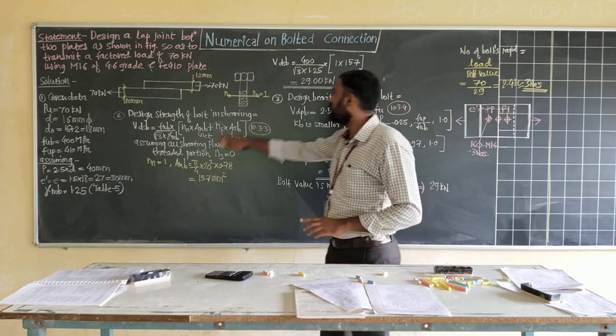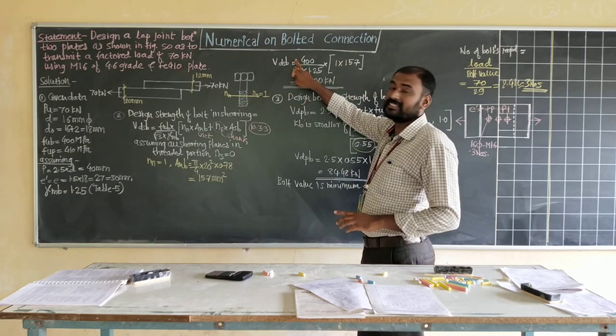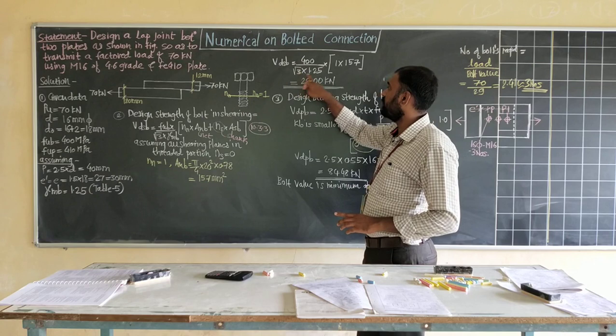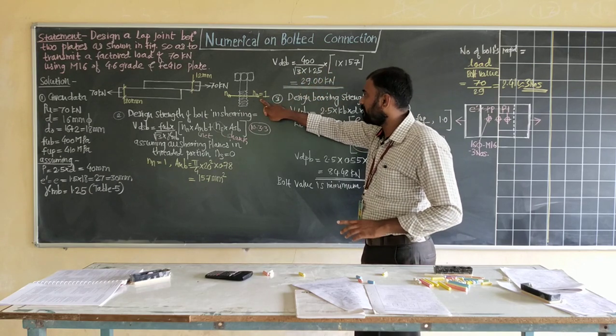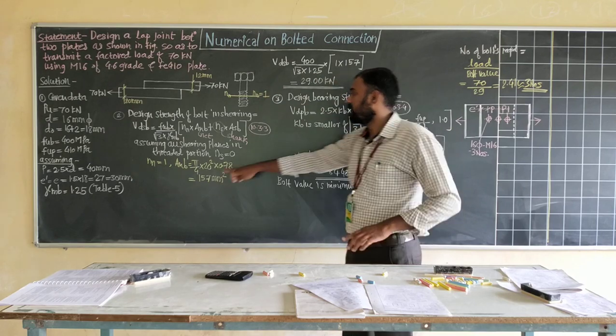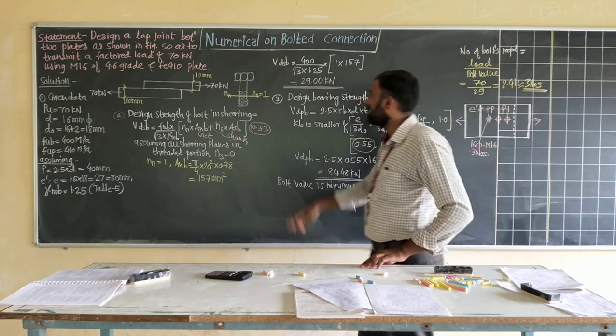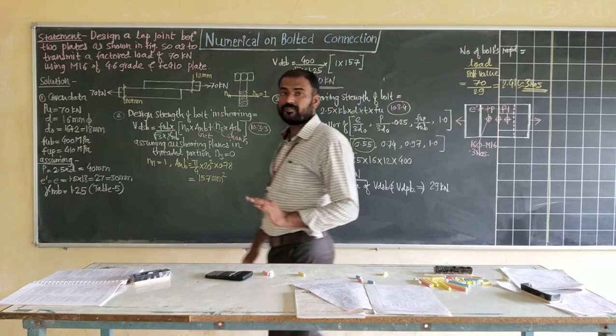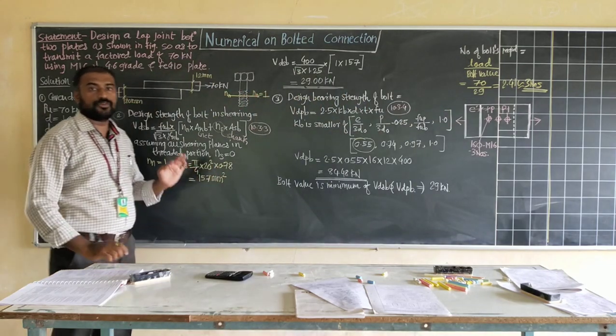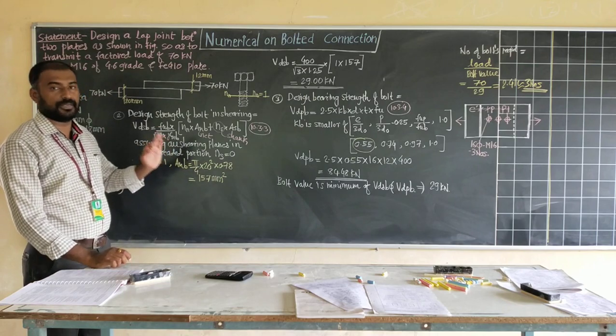So putting all the values in the equation, 400 is the ultimate strength of bolt, divided by root of 3 into gamma MB 1.25, multiplied by the number of shearing planes as 1 into 157, the net area of bolt. We are getting strength equal to 29 kilonewton. So this is the strength of a single bolt for a single shear plane.